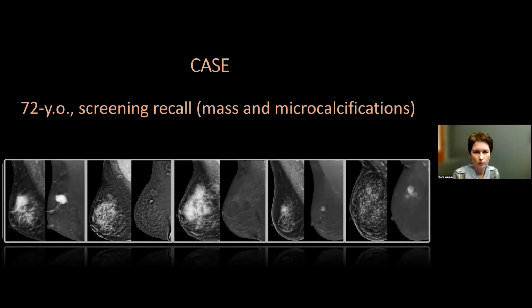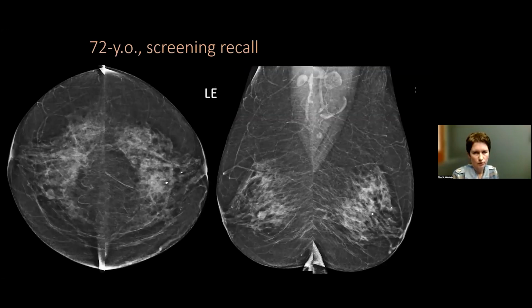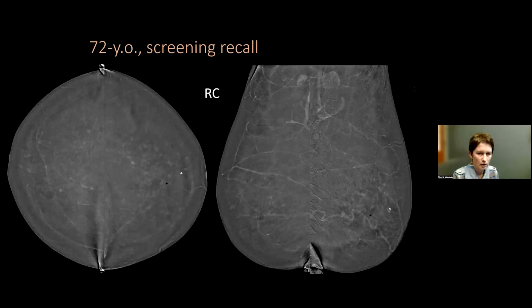This is a 72-year-old woman who was recalled from her screening mammogram, and there was a mass and microcalcifications. At first, these are just bilateral craniocaudal and mediolateral oblique low energy images. Already here, you can see that there is a mass in the right inner breast. These are the recombined images of the same breast, and you can see a little different background pattern than what we've seen so far. It's tiny speckles, so this is still mild, rather symmetric background parenchymal enhancement.